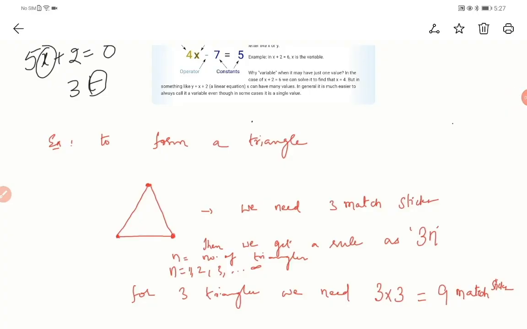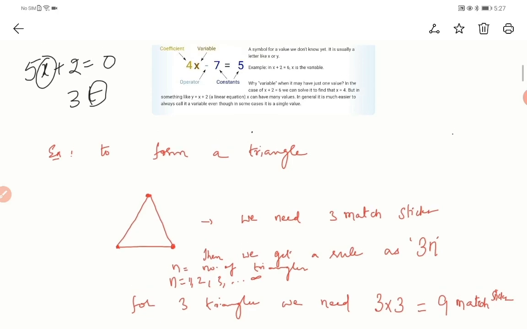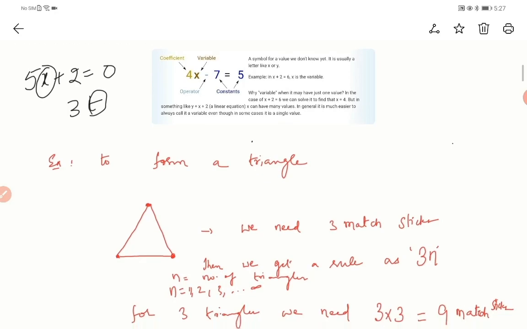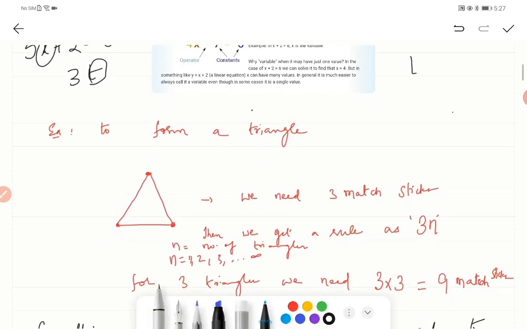So let's continue in this video about variables. We've seen in video 1 what variables are in this chapter, that is the algebra chapter, right? Now we took the example of the L pattern. How many matchsticks are needed for L, and how we came to the conclusion with some expression for forming different L's, right?